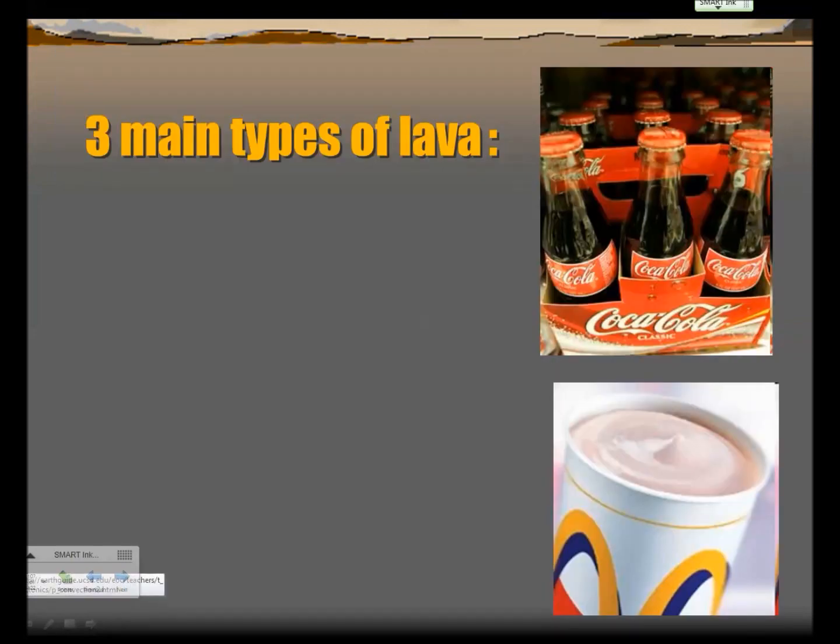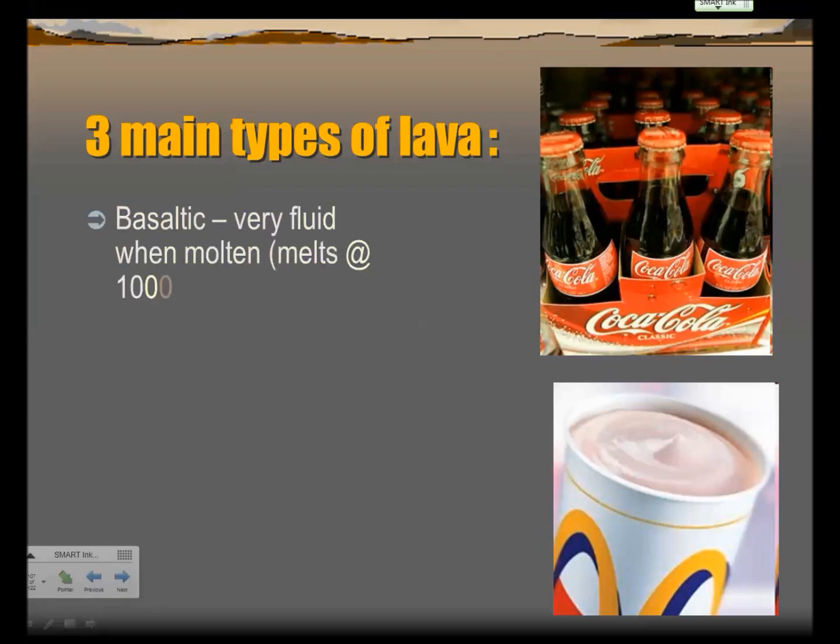Okay, now let's discuss three types of lava. That's right, Coca-Cola and a vanilla milkshake. No, I show you this because it's an analogy that does help you to understand different viscosities of lava.